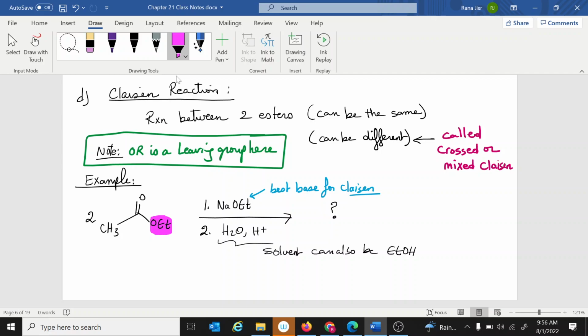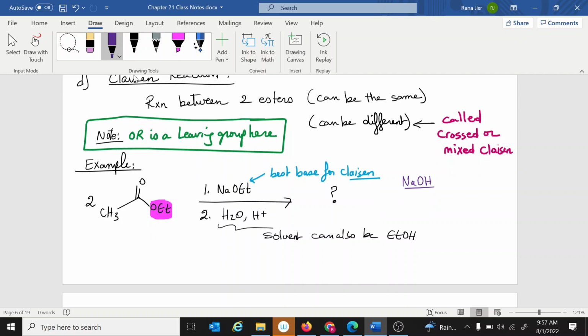I'm still using a base. The best base to use is NaOR. This is the best base to use for Claisen, but the Claisen can also work with NaOH. So I can use NaOH as well. Okay, base in there. But most of the bases that you're going to use for Claisen is going to be NaO ethyl. This is the base that you're using.